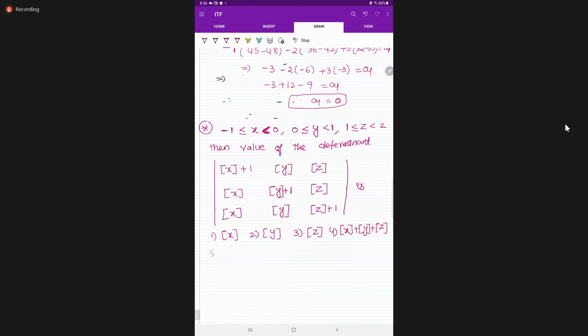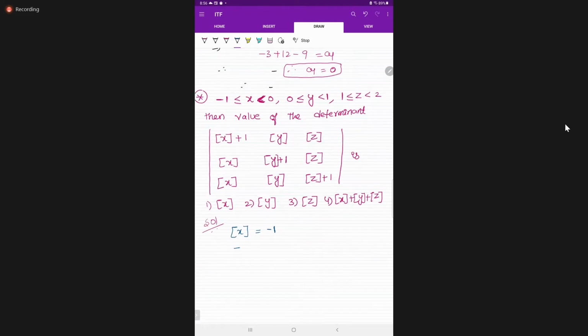Students, what is this answer? Tell me. Students, respond, all of you. What is the step of x? They are given interval -1 to 0, this is -1 only. Step of y is equal to 0 to 1 is 0. Step of z is 1 to 2 is 1. Is it clear, all of you?